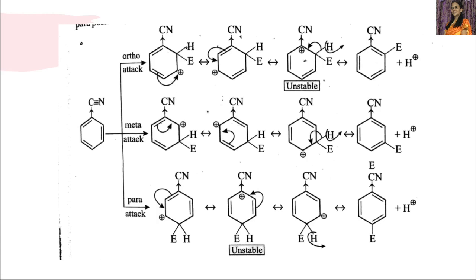Thus, the para attack is also not favored when the CN group is initially present on the benzene ring. Therefore, during ortho and para attack we can observe unstable structures. Therefore, meta attack is more favored. So the cyanide group also directs the incoming electrophile to the meta position due to ring deactivation.